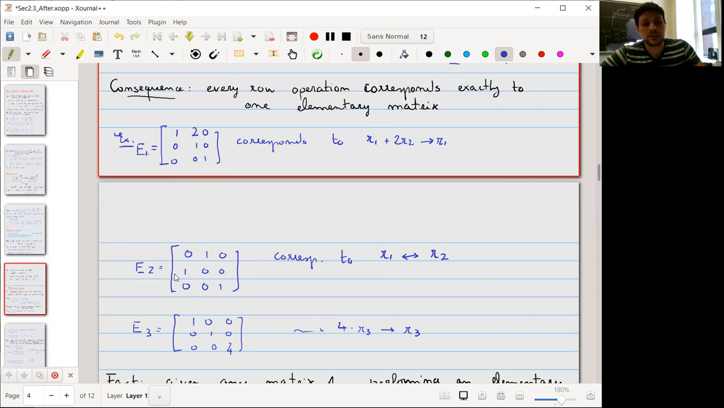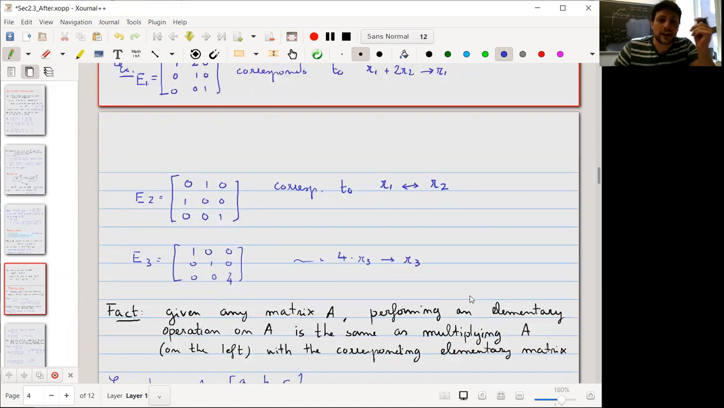Here's another elementary matrix. You see that this comes from an identity matrix where the first and second rows have been switched. So that's the corresponding row operation. And as another example, this E3 is a matrix obtained from the identity by multiplying the third row by 4. And that's exactly the corresponding operation.